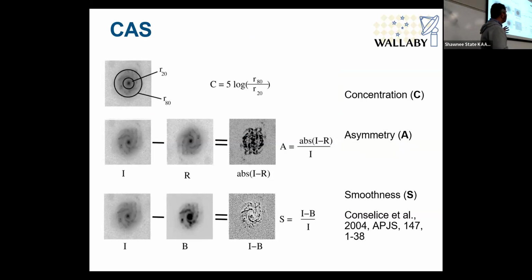So I use concentration, asymmetry, smoothness. I always throw up this slide because that's where I got them from. It basically tells you how concentrated the light is, how symmetric it is, the asymmetry, and smoothness is something I try to ignore as hard as I can.